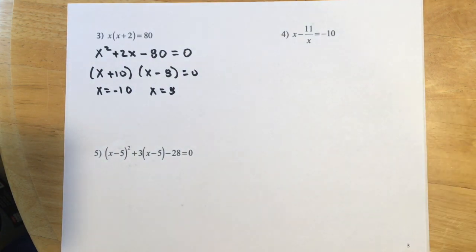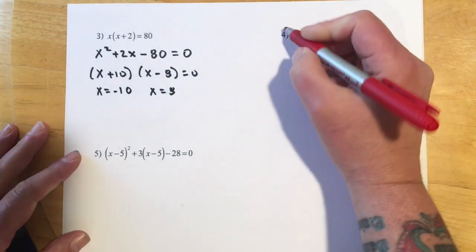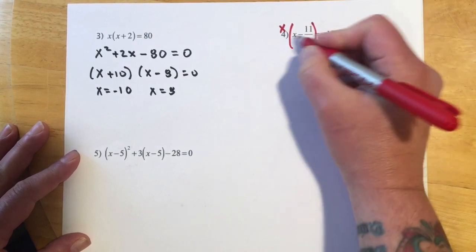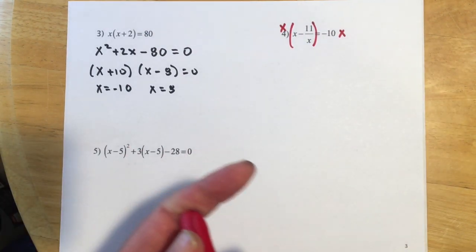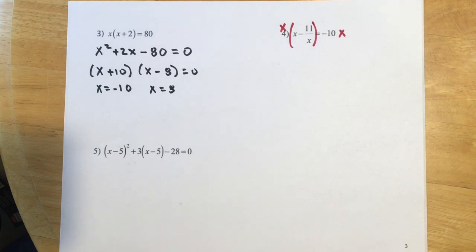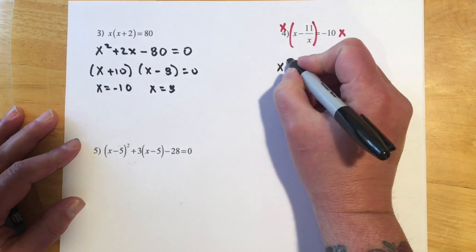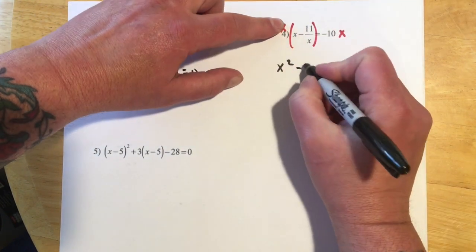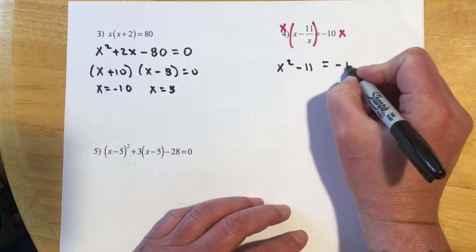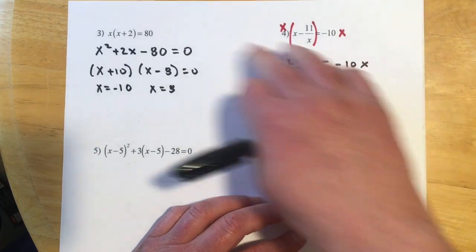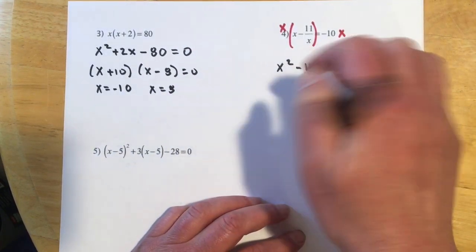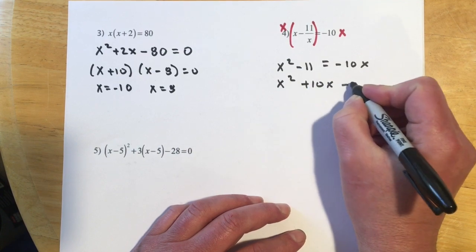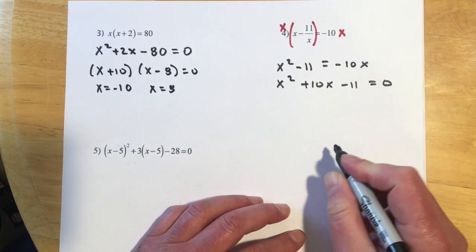For number 4, that one's got a denominator, so I would clear the denominator. So I'm going to multiply both sides by x to get that x out of there. So up front, that'll give me x squared. And then here, the x's cancel, leaving just minus 11. And then equals negative 10x. And again, I want this to be 0, so I'm going to bring this over. So x squared, and that'll be plus 10x minus 11 equals 0.